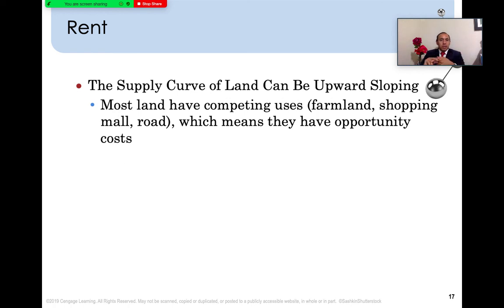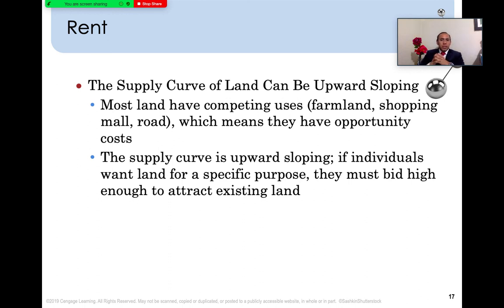It could be used for something else: to build housing, shopping centers, schools, infrastructure, road development. If you have an empty building, it's just sitting there empty, and infrastructure is deteriorating. So most land has competing opportunity cost issues, which means there are other best alternatives to use the land for, and it's reflected in the price. The supply curve is upward sloping. Also, if individuals want the land for a specific purpose, those that want the land need to bid high enough to purchase it, and also to attract more people that may want to use other land.